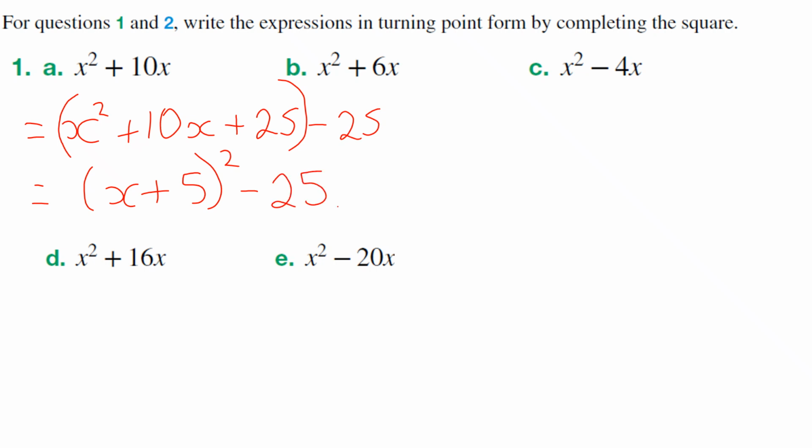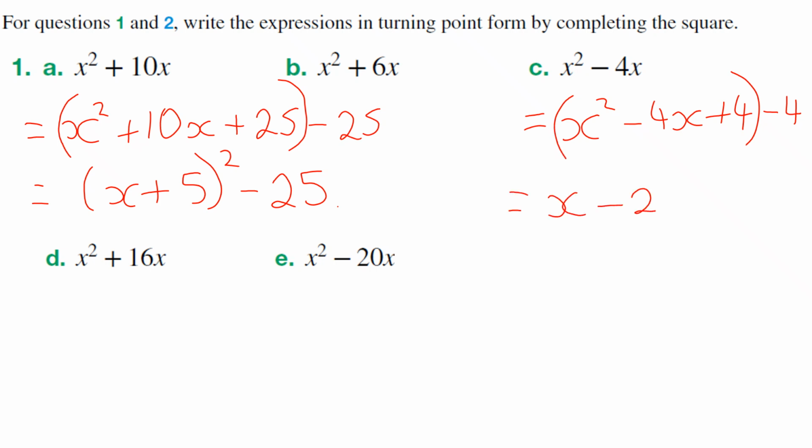If we look at question C here, we've got x squared minus 4x. To complete our square, we're going to have that minus 4. We divide it by 2, which gives minus 2, and then we square it. So we'll get plus 4, and then we have to do a minus 4. So we're going to have x minus 2 all squared minus 4.